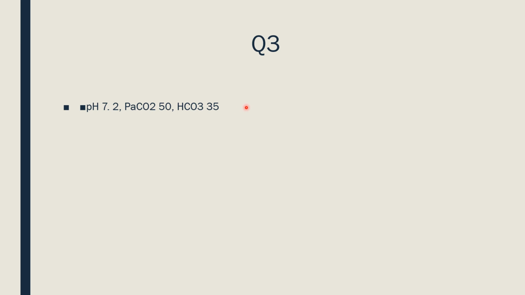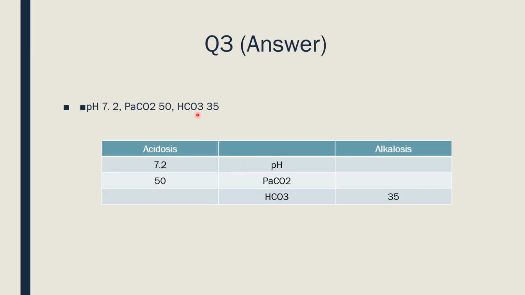Put it in your paper and try to interpret it on your own. When you're ready, resume this video. Now this is the answer. As you can see, the pH is 7.2, lower than 7.35, so we know that's acidosis. And PaCO2 is 50, which is higher than 45. And as you all know, 45 and higher is on the acidosis side. So that's why I put it here. And bicarb is 35, higher than 26, so that is alkalosis.